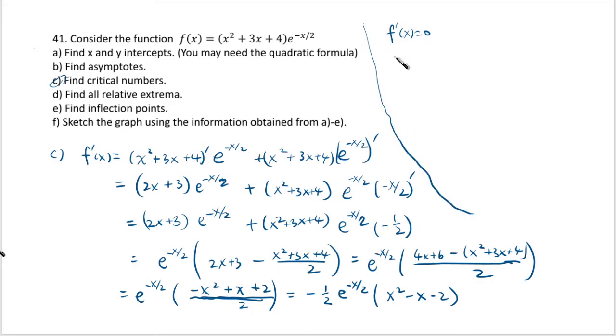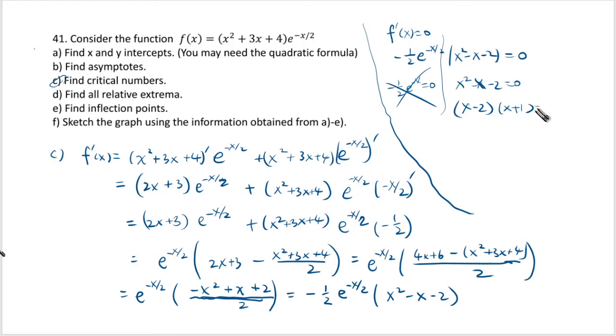So we set negative 1/2 e to the negative x over 2 times (x squared minus x minus 2) equal to 0. So either negative 1/2 e to the negative x over 2 is equal to 0, that never happens, or x squared minus x minus 2 is 0. Well, this can be factored as (x minus 2)(x plus 1). So you get two zeros, x equals 2 and negative 1, and those are the critical numbers. x equals negative 1 and 2.